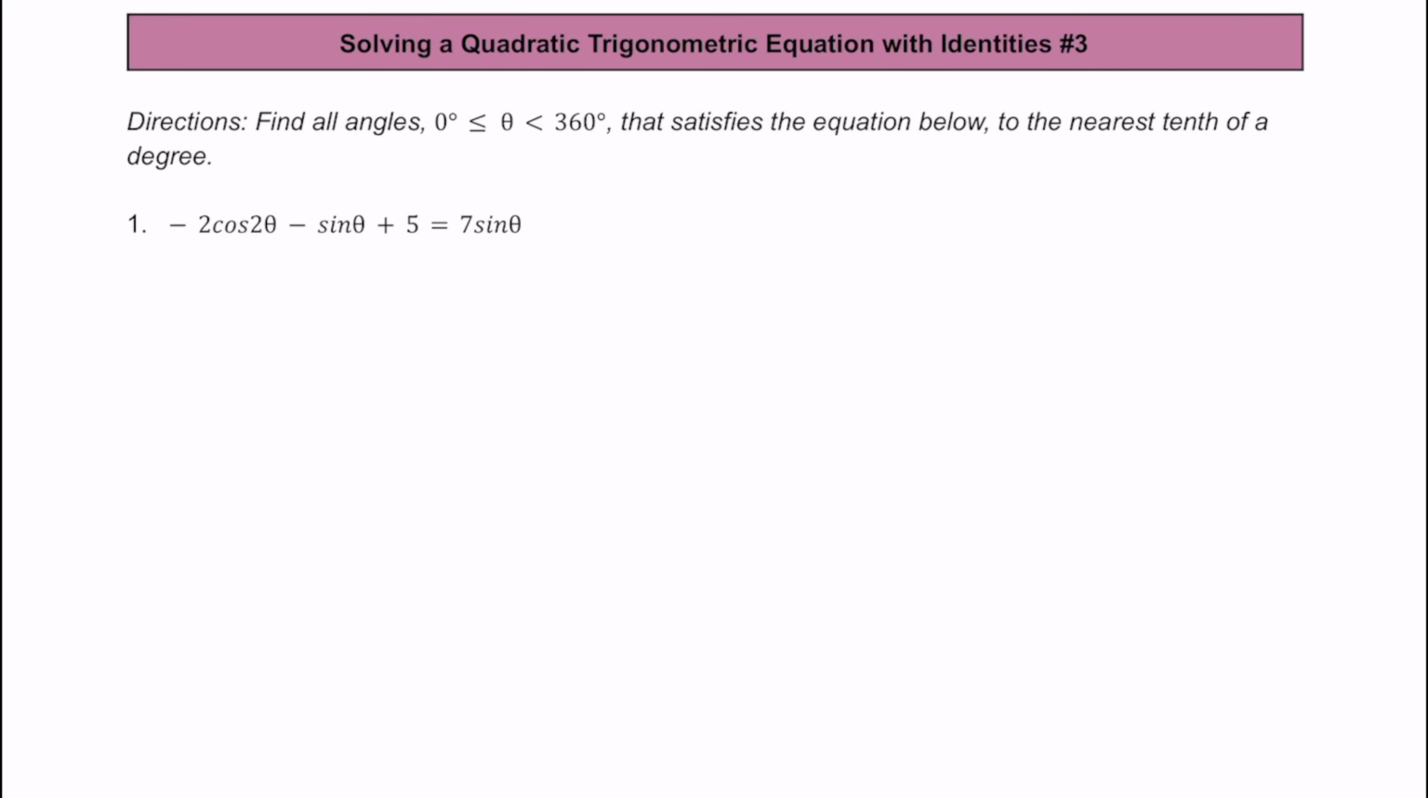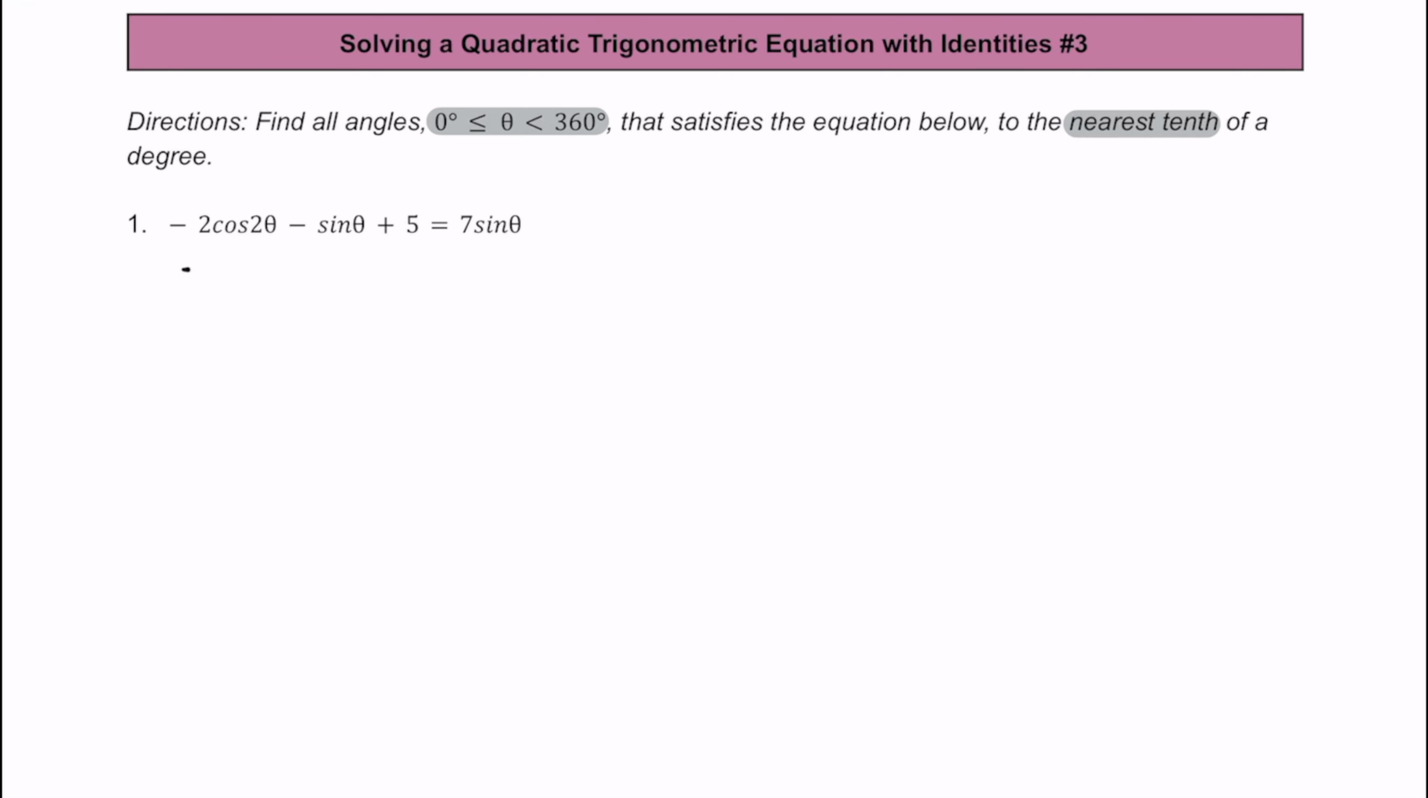Let's practice solving a quadratic trigonometric equation that has a trig identity in it as well. Now, while these types of equations can often have an infinite number of solutions, we're just going to be focused on the ones between 0 and 360 degrees. And if we have to do any rounding, let's go to the nearest tenths place.